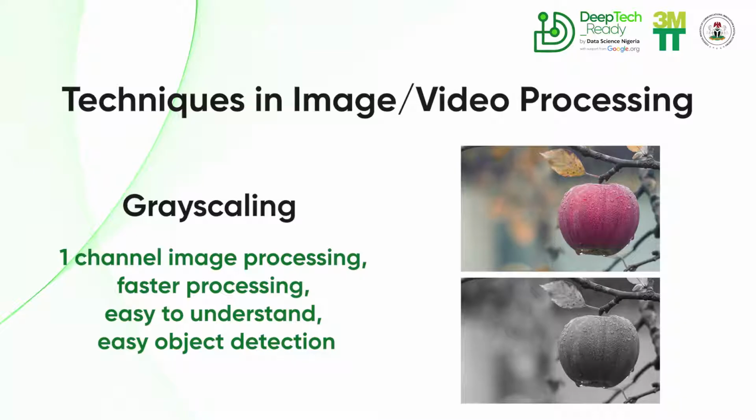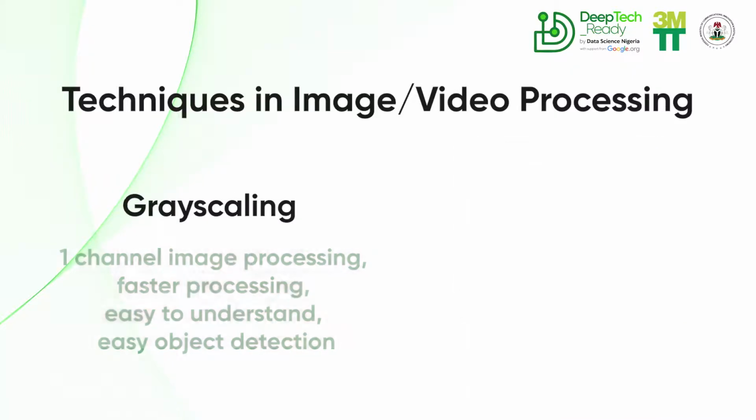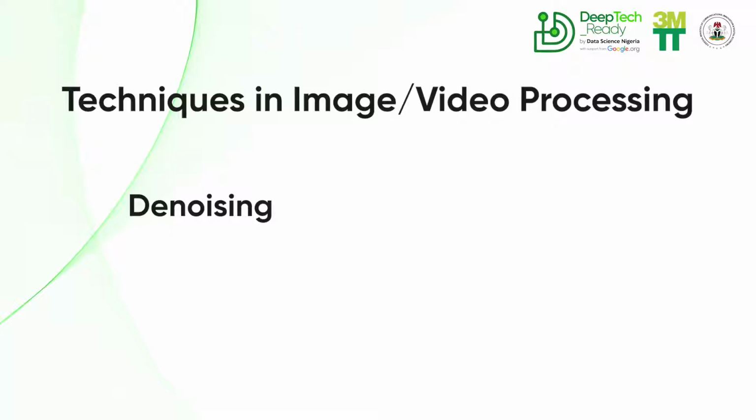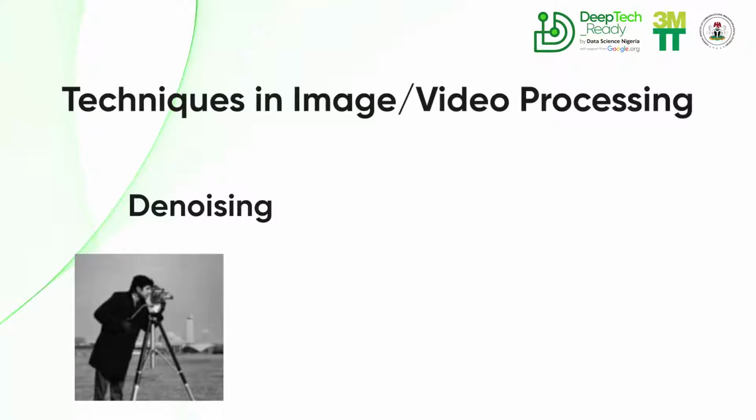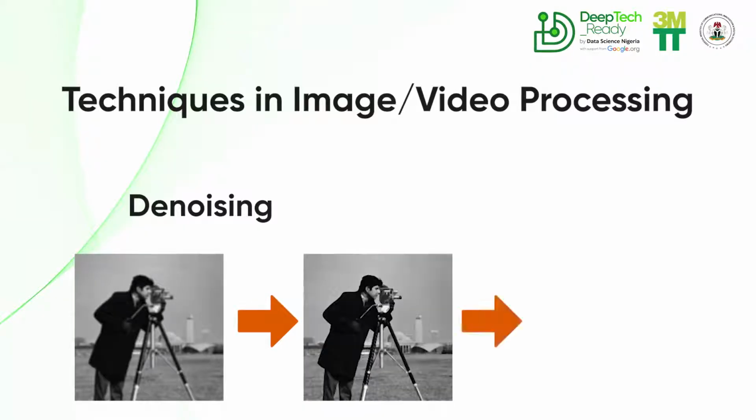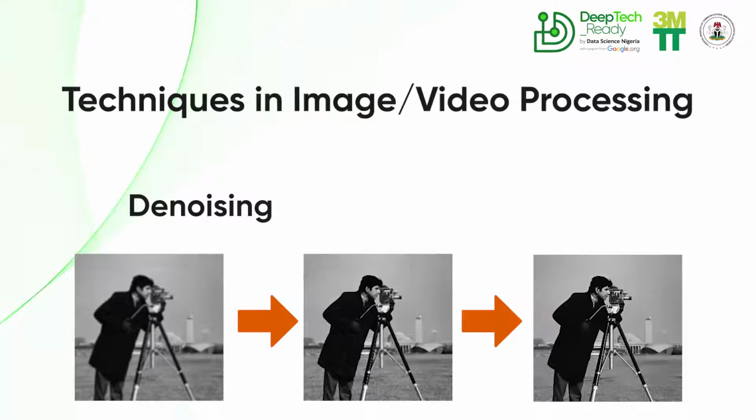Another example of image and video processing technique is denoising. Denoising is a simple way of removing noise via matrix manipulation or via matrix interpolation to improve image quality and analytics. So if you have an image, you want to improve the quality and it contains a lot of noise, one of the techniques you want to apply when it comes to image and video processing is what we call denoising.